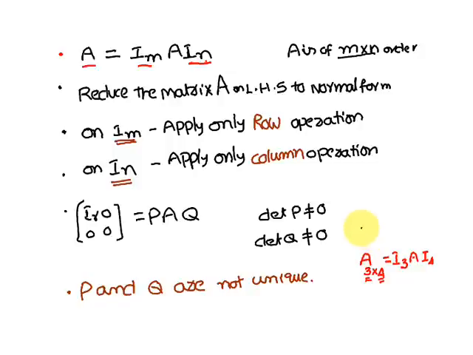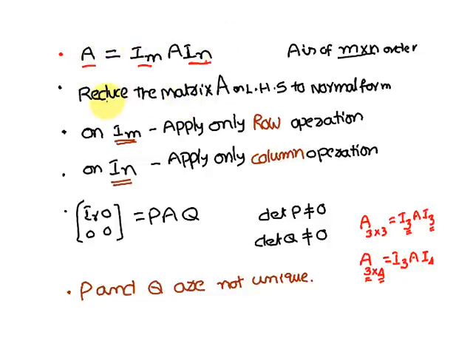Suppose the matrix A is a 3 by 3 matrix, then you have to write I3 A I3. Okay, 3 by 3 unit matrix, you have to write. Here also, depending upon the order of the matrix A, you have to write I_m A I_n. This is the first step.